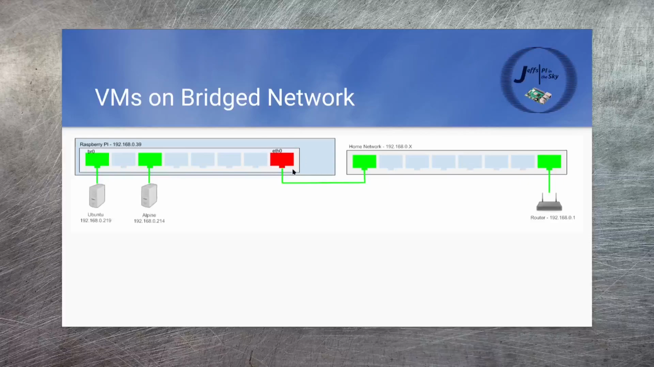Now, what we'd then end up with is effectively a virtual network switch that is an extension of our home network. And what happens after this is that the virtual machines will then get IP addresses on our home network, as if they were physical machines directly connected into it. And it's actually really easy to do this.